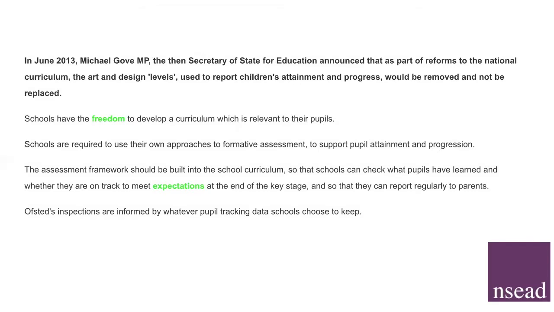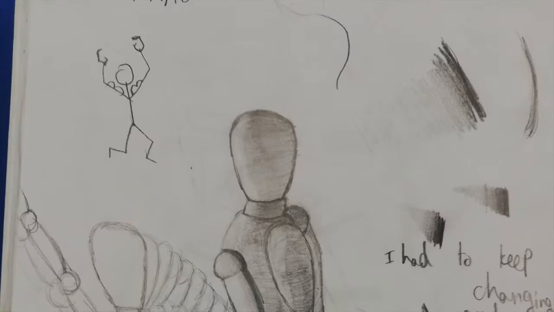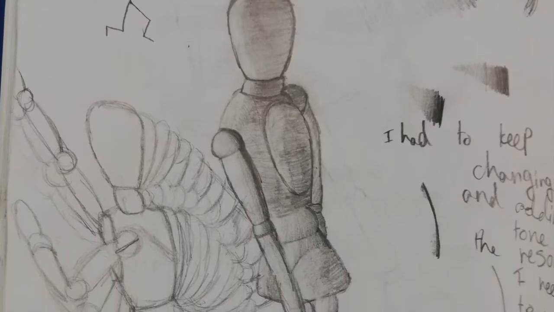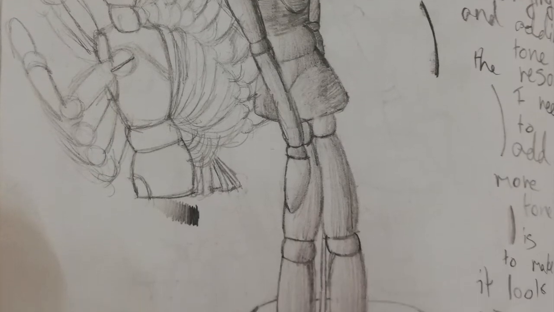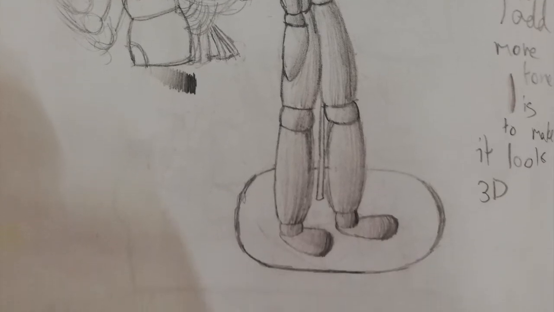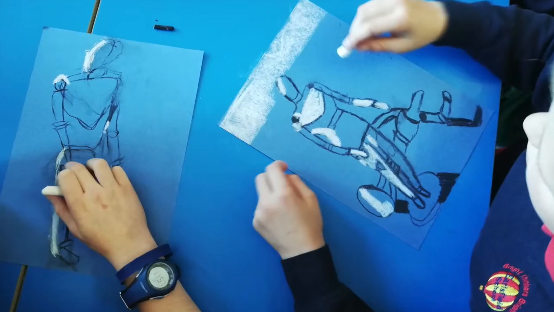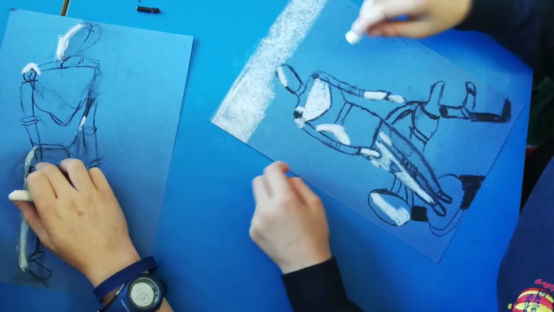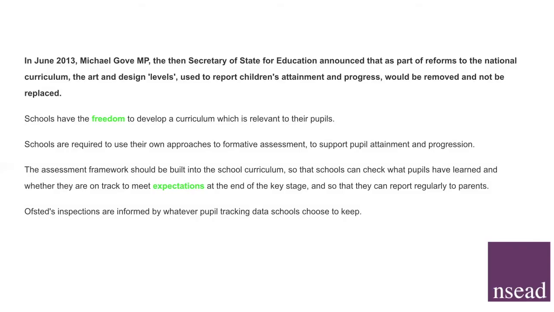The assessment framework should be built into the school curriculum so that schools can check what pupils have learned and whether they're on track to meet the expectations. Once again, it's important to remember that those expectations at the end of the key stage very much come from you and your curriculum design. Ofsted inspections are informed by whatever pupil tracking data schools choose to keep. It's really up to you to design the assessment procedures that are best fitting for your school community, and what we want is that they are really helping and supporting the students and informing your future planning.